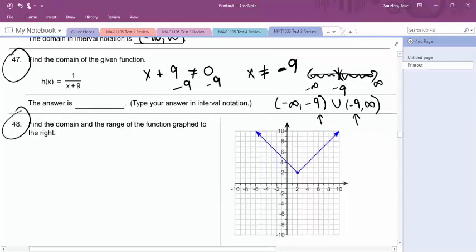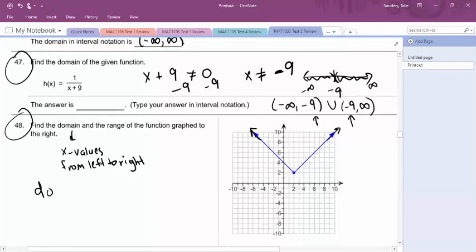How do we find the domain from the graph? What is the domain looking at on the graph? Negative infinity to positive infinity. So here it would be that, because your domain is always looking at your x values from left to right. So I agree with you, Caitlin, that if you follow the graph here, it's going up, but it's also going forever left. If you follow the graph here, it's going forever right, and there's no gaps in the middle. So I agree with you that your domain is going to be negative infinity to infinity.